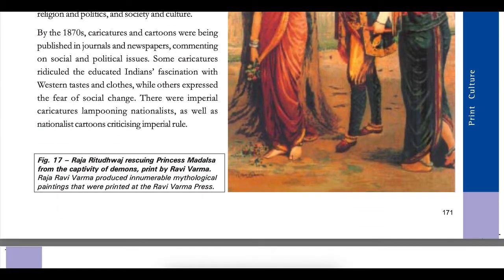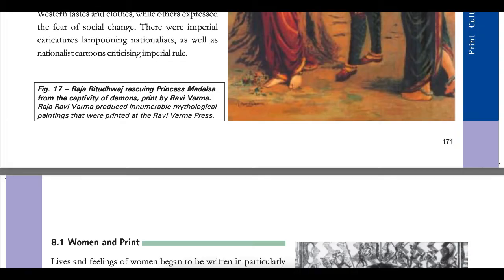By the 1870s, caricatures and cartoons were being published in journals and newspapers, commenting on social and political issues. Some caricatures ridiculed the educated Indians' fascination with Western tastes and clothes, while others expressed the fear of social change. There were imperial caricatures lampooning nationalists as well as nationalist cartoons criticizing imperial rule.